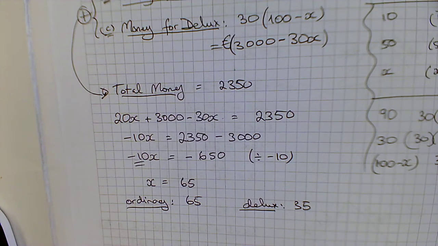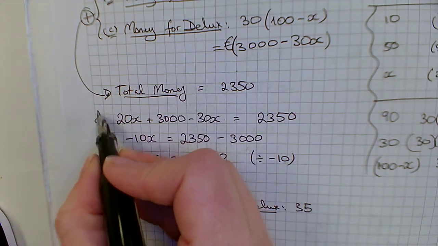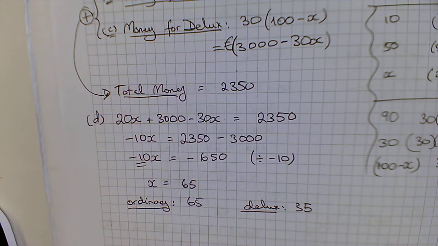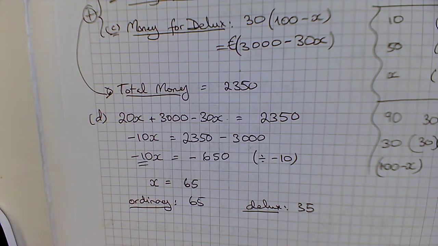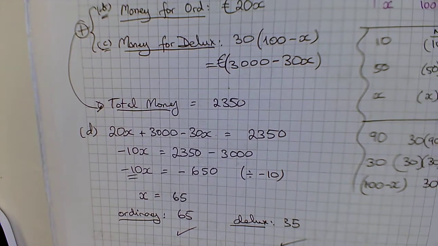Let's just check if I've answered the question that was asked. Part D, write an equation in x to represent the information above. So we did that. That was part D. And using this equation, calculate how many ordinary seats and how many deluxe seats there were in the theatre. So the question is fully answered there.